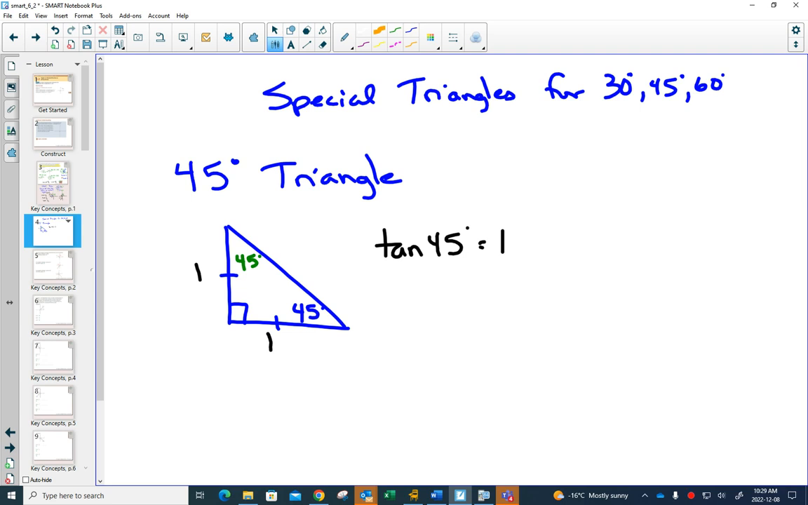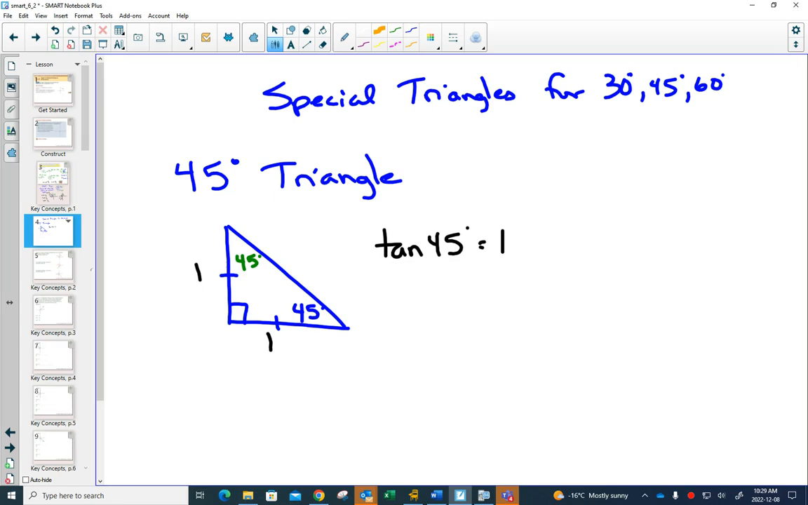And this is the reason they say you can do tan of 45 without your calculator. Because this triangle, we didn't need a calculator to draw that triangle. We didn't need a calculator to label sides. It didn't matter what sides we picked. 5 and 5 would still give us a tan ratio of 1.